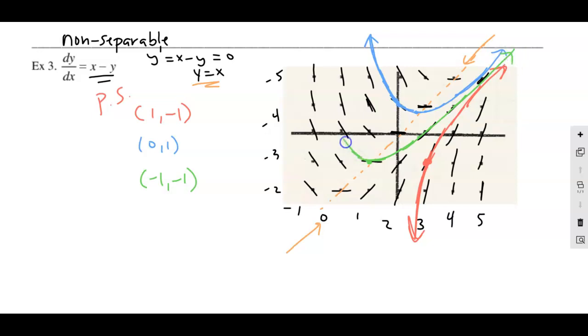And then over here, it's going to go up, up, and up, and it's going to get steeper and steeper. So there you can see it's kind of like a parabola, but it goes up steeper on the left and leans over towards that slanted asymptote on the right. Well, we have those 3 particular solutions through the slope field.